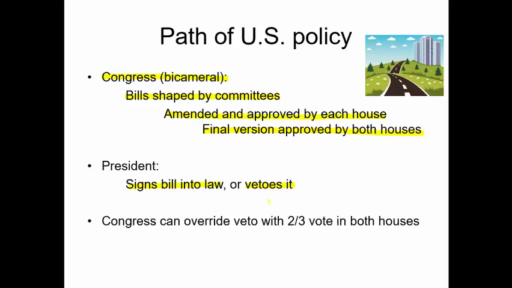So again, you've got that signaling, that iron triangle of policy making working all the time, so that hopefully when the Congress gets the bill final version approved by both of the houses, they send it to the president and he signs it. If he does veto it, Congress does have a provision in the Constitution that if it's a very popular policy, they can override that veto with a two-thirds vote in both houses.